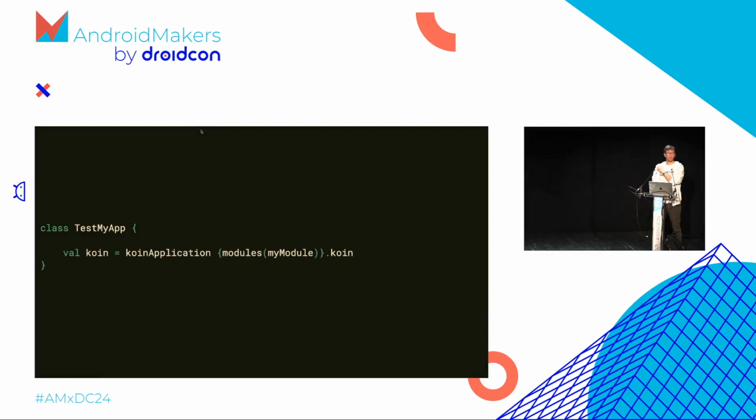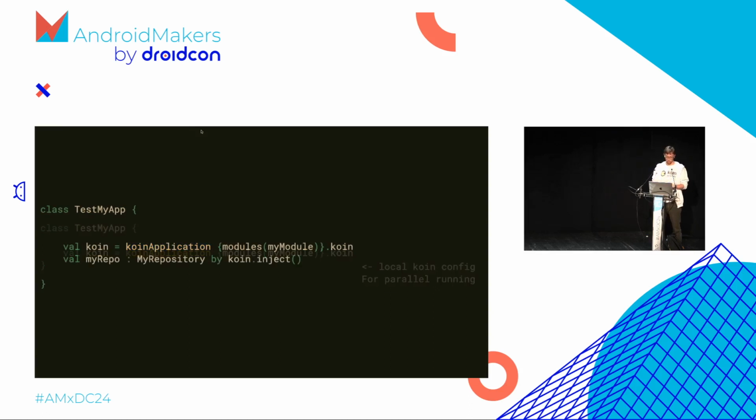This is also a generic way to use test for Koin in a parallel way. You need to use Koin application, a local variable Koin application with your modules, .koin at the end, to keep the Koin instance of your configuration. Then what you need to use is a delegate approach with Koin inject, and then all your fields, everything you want to use in your test will be lazy injected, and then you can use it.